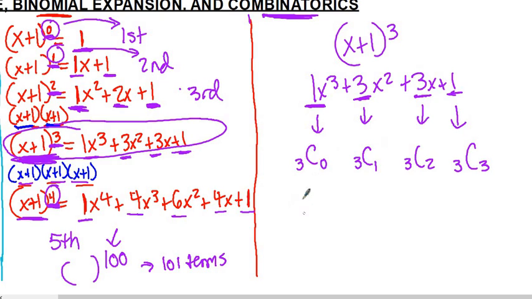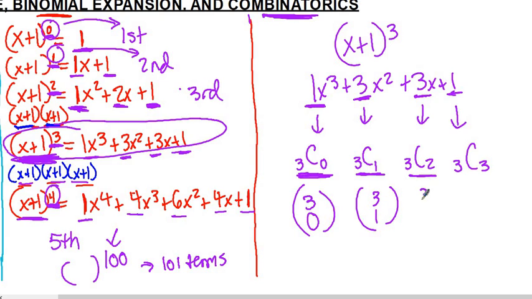And another way that you might see this written in some textbooks is 3 with a 0 on the bottom. That's another way of saying 3 choose 0. Another way of writing that would be 3 choose 1. Another way of writing that would be 3 choose 2. And another way of writing that would be 3 choose 3.